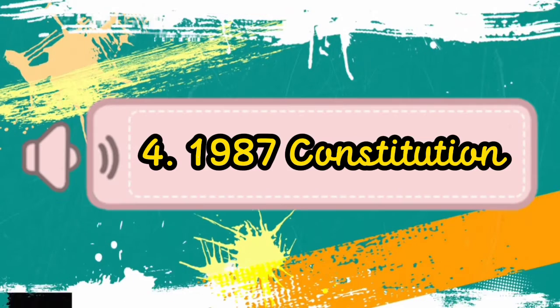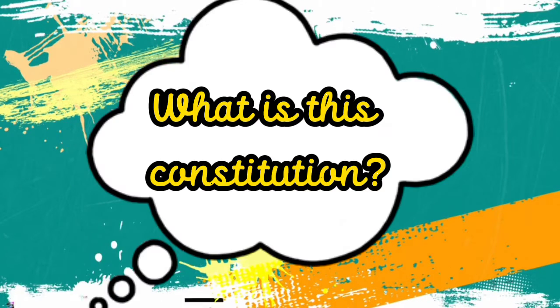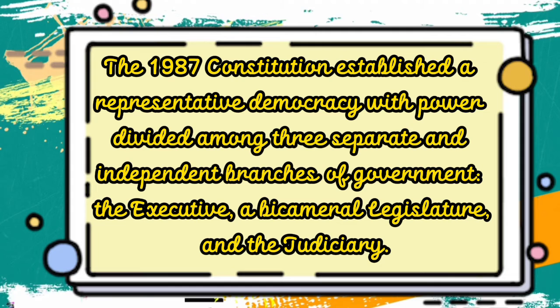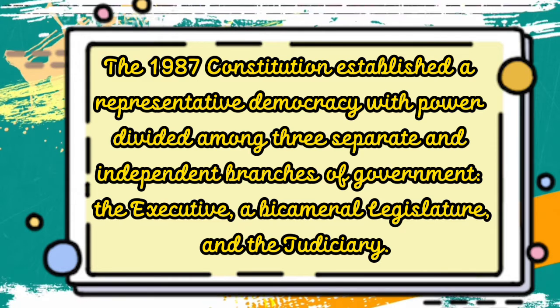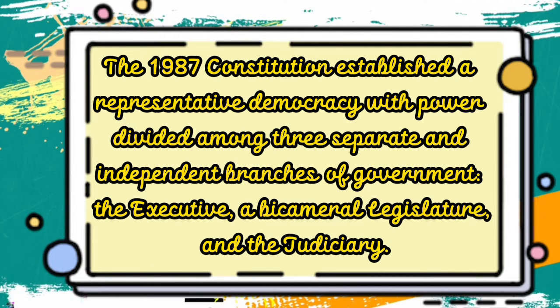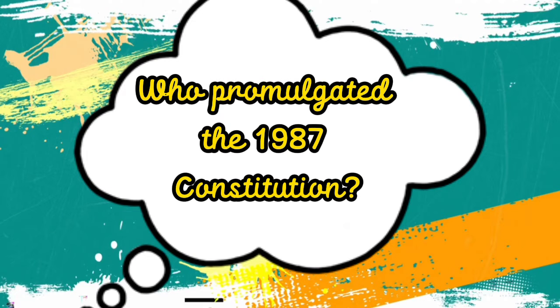The 1987 Constitution. But what is this constitution? The 1987 Constitution established a representative democracy with power divided among three separate and independent branches of government: the executive, a bicameral legislature, and the judiciary. Here's another question. Who promulgated the 1987 Constitution?